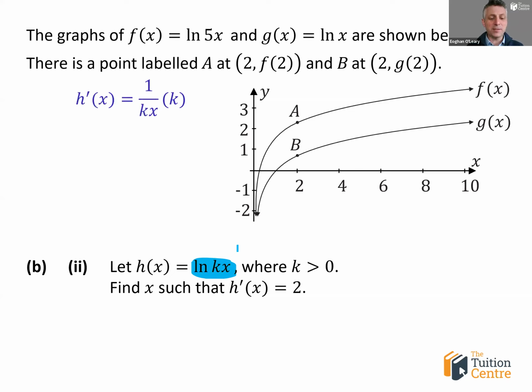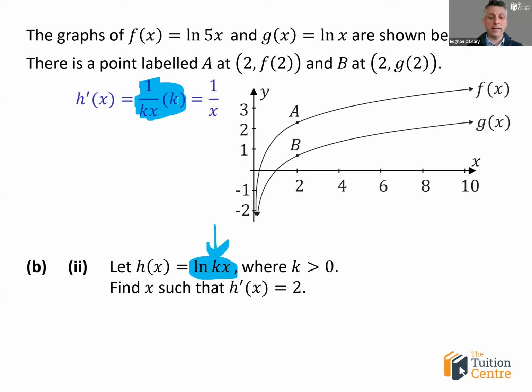But if you just start off and say, okay, I'm going to differentiate the ln of kx, well, that's 1 over kx times the derivative of kx, because it has to be chain rule. The derivative of kx is k. The k's cancel, and you get 1 over x. So the derivative of h of x is 1 over x.